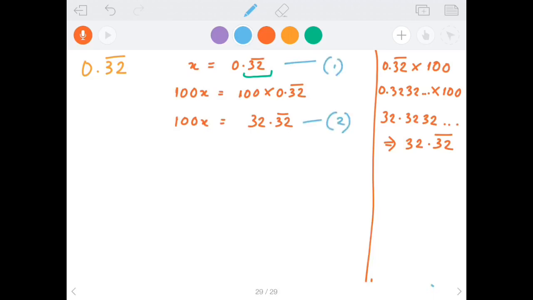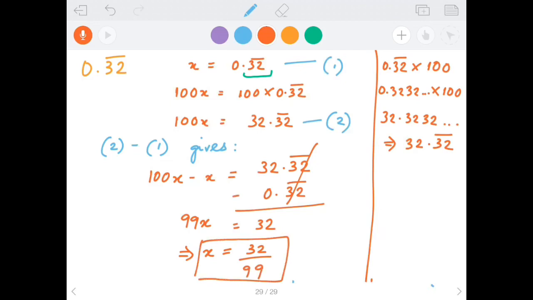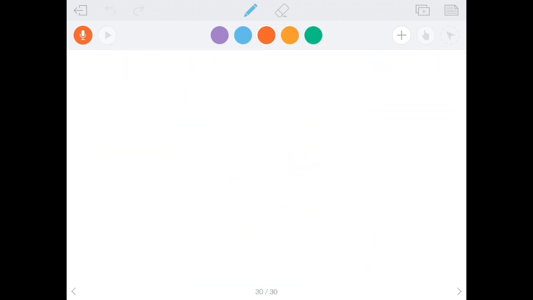I'm going to call that equation 1. Second one is equation 2, and I'm going to follow the usual process of subtracting both the equations. So 2 minus 1 would give me 100x minus x is equal to 32.32 bar minus 0.32 bar. When I subtract, I notice that everything to the right of my decimal gets cancelled off. So I get 99x is equal to 32. So x becomes equal to 32 by 99. And please verify your answers in a calculator if you think you're probably going wrong somewhere. But always remember that you cannot use a calculator in the exam.